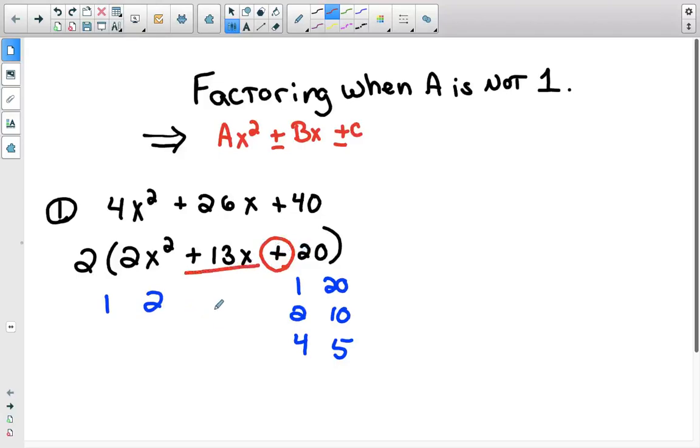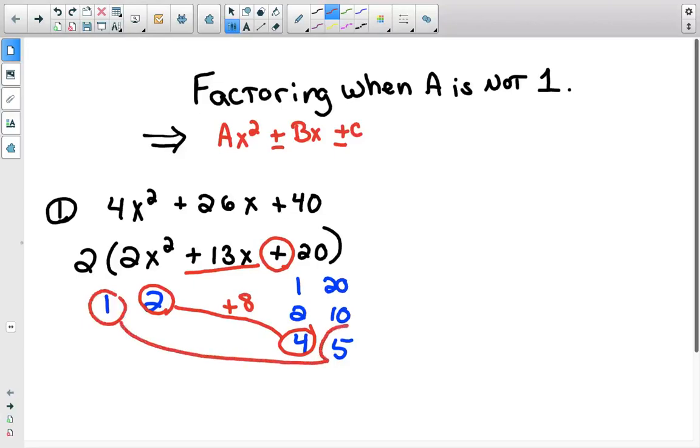So I'm going to do a little guess and check here and see if I can come up with 13. And so I'm seeing that 2 times 4 is 8, positive 8. And then 1 times 5, positive 5. 8 plus 5 is 13. So here's how this factors, and you've got to be careful with this part here, okay?